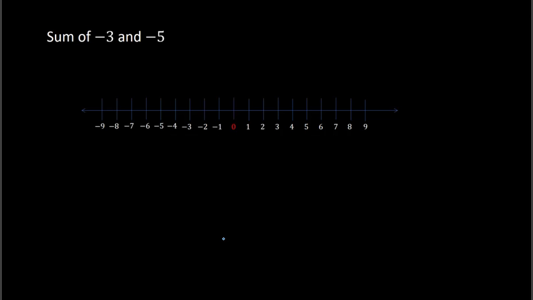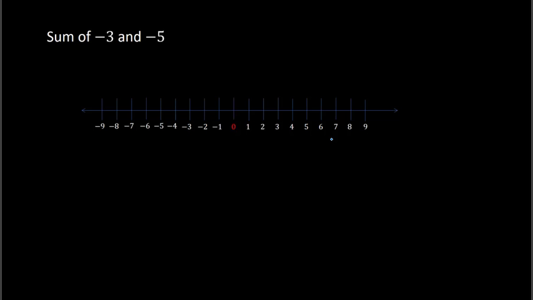In this video, you will learn how to add on a number line. So a number line, remember, is something like this, where you have a line and then numbers on the line. So we have 0, which is called the origin, and then your negative numbers are on the left and your positive numbers are on the right.